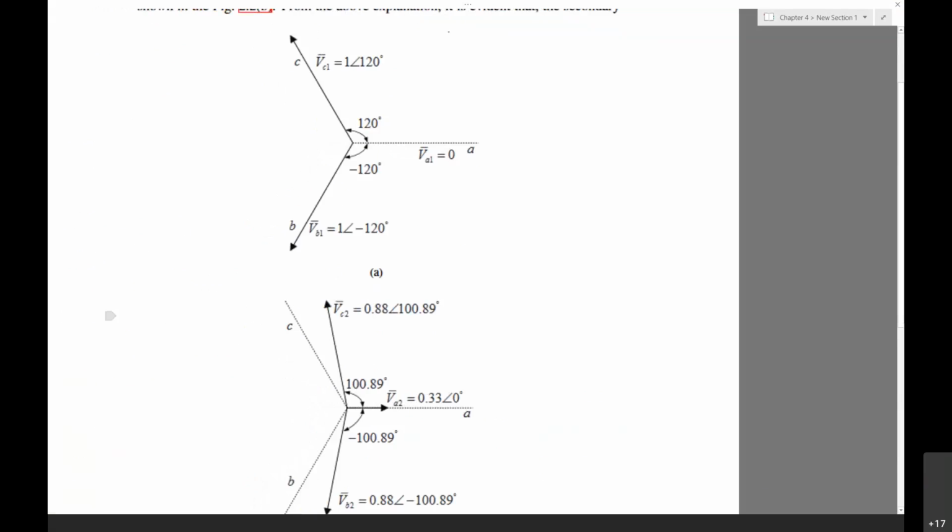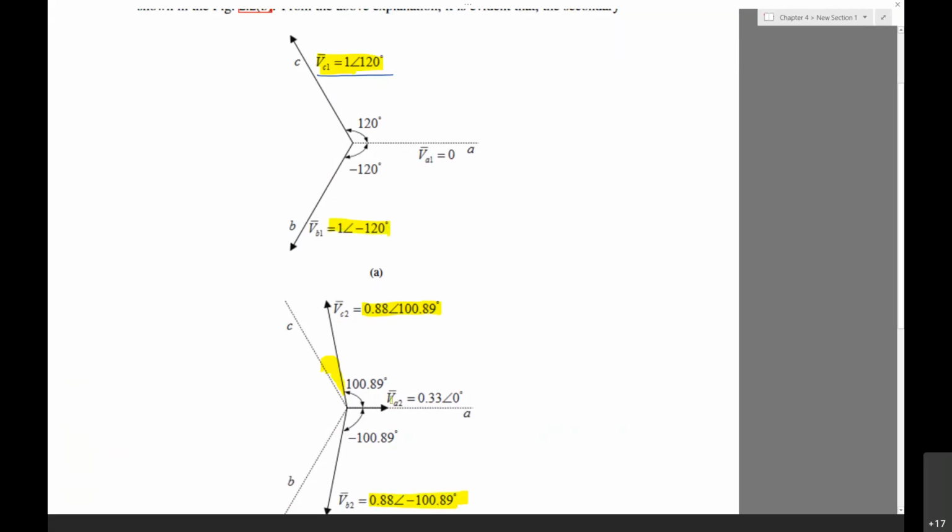Especially when you see this C phase, VC1 is 1 at an angle of 120, whereas VC2 is having a phase shift. It is 0.88 at an angle of 100.89 degrees. When you see the VB2 phase, earlier it is 1 at an angle of minus 120 degrees, and this is having 0.88 at an angle of minus 100.89 degrees.